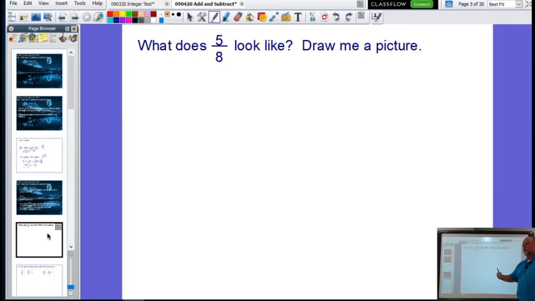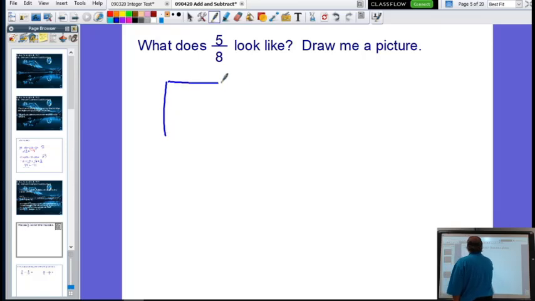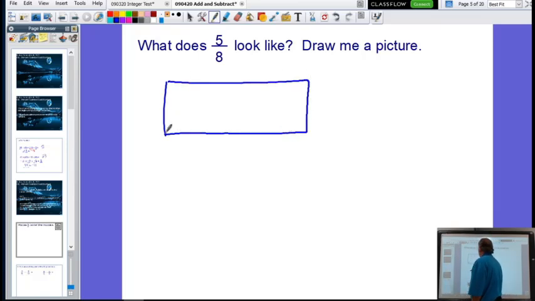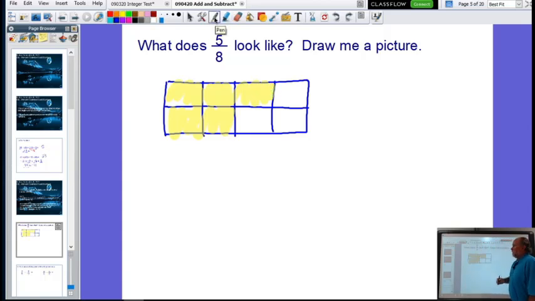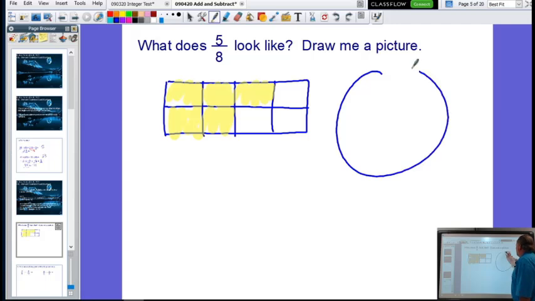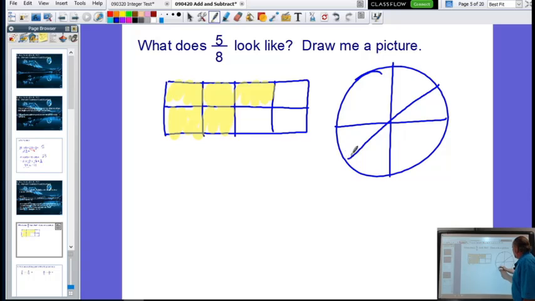There's typically 2 pictures that I will see with 5/8. Okay, one is the candy bar example, or what I call the candy bar example, where you're given a box, and we're going to chop this box into 8 pieces, and we're going to shade in 5 of them. That's 5/8. That's one example. The other example that you're going to see is the pizza problem. Okay, where you've got a circle, we chop the circle into 8 pieces just like they would a pizza, and you shade in, again, 5 of those pieces.